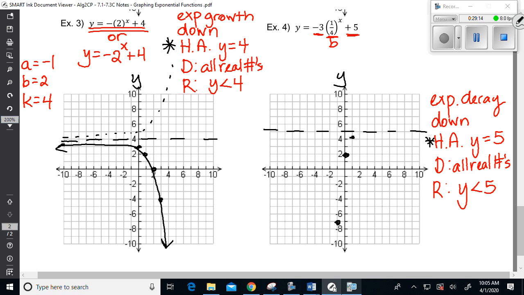So normally, an exponential decay function starts high and comes down low. But since A was negative, it's basically being flipped over. So this is how your curve should look. That's how your curve would look.